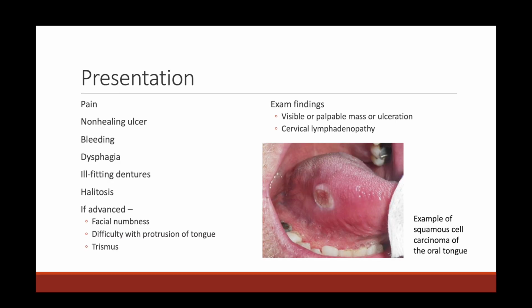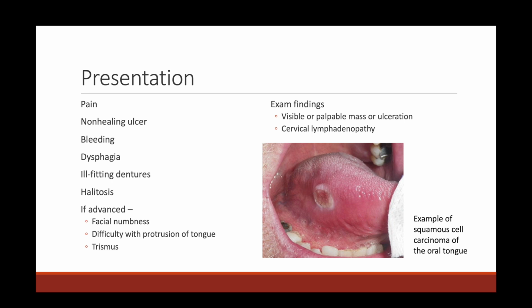Typically, oral cavity cancers are going to present with pain, and patients will notice pain when they are eating or chewing in a particular area of their mouth. They might have a non-healing ulcer. It might be associated with bleeding. If it's more advanced, it might be causing some dysphagia. Patients that have dentures might notice that their dentures are not fitting properly. They might have halitosis or bad breath associated with the tumor.